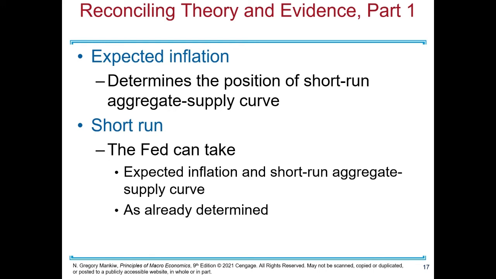Well, the paper that Phillips published covered the period from 1861 to 1957 and found a negative relationship and not a vertical relationship. How come the long-run theory differs so much from the evidence presented by Milton Friedman? Well, Friedman and Phelps were aware that this was contradictory and presented a reconciliation of ideas.